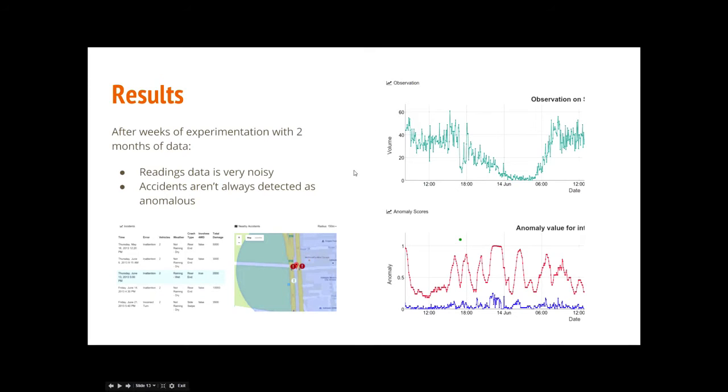So here's some results I found. It didn't find, even though there was quite clearly anomalous traffic here around an accident, that it was anomalous. And this is probably due to the very noisy nature of the data, which you can see here.